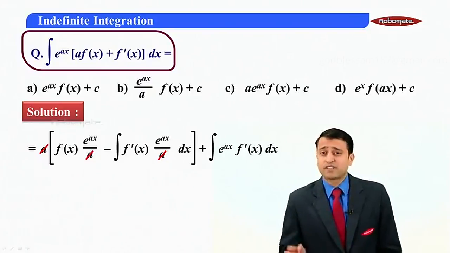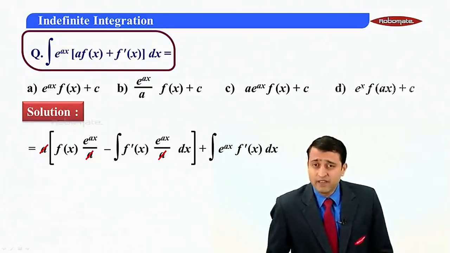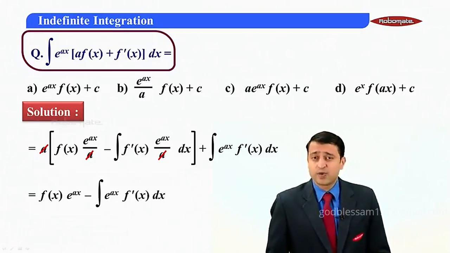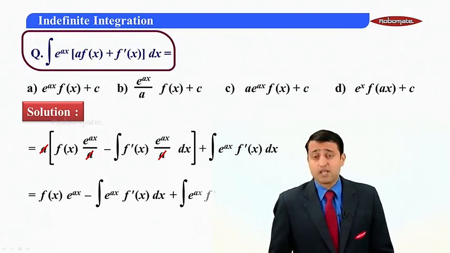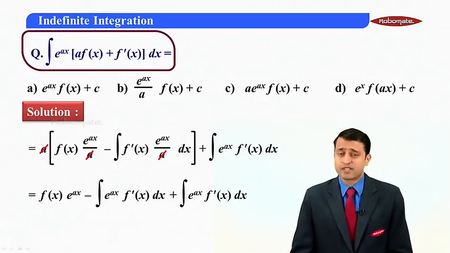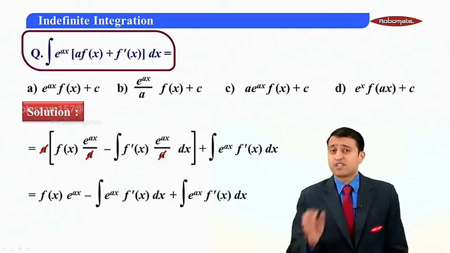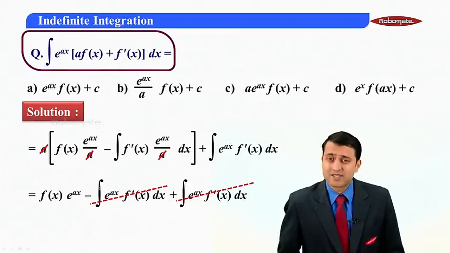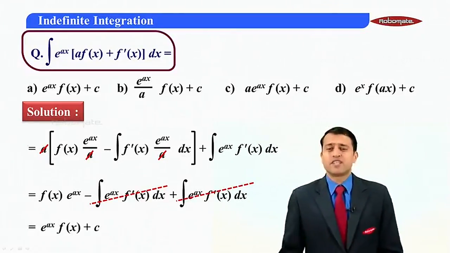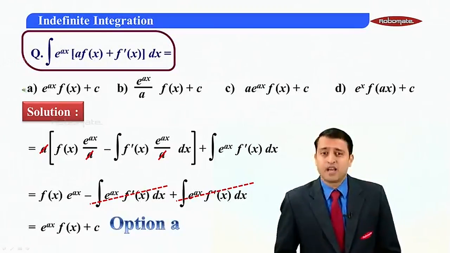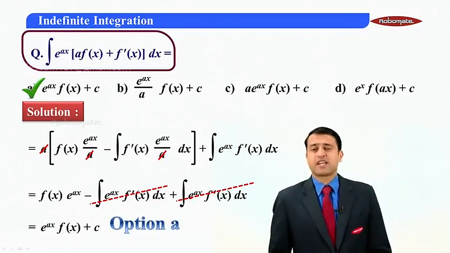So what is left after this is e raised to ax into f of x minus the integral of e raised to ax into f dash of x dx plus the integral of e raised to ax f dash of x dx. Now my dear students, the last two terms are integrals which have the same terms but opposite in sign, so they cancel out, and what is left is e raised to ax into f of x plus c, and that will be our option A as the correct answer.